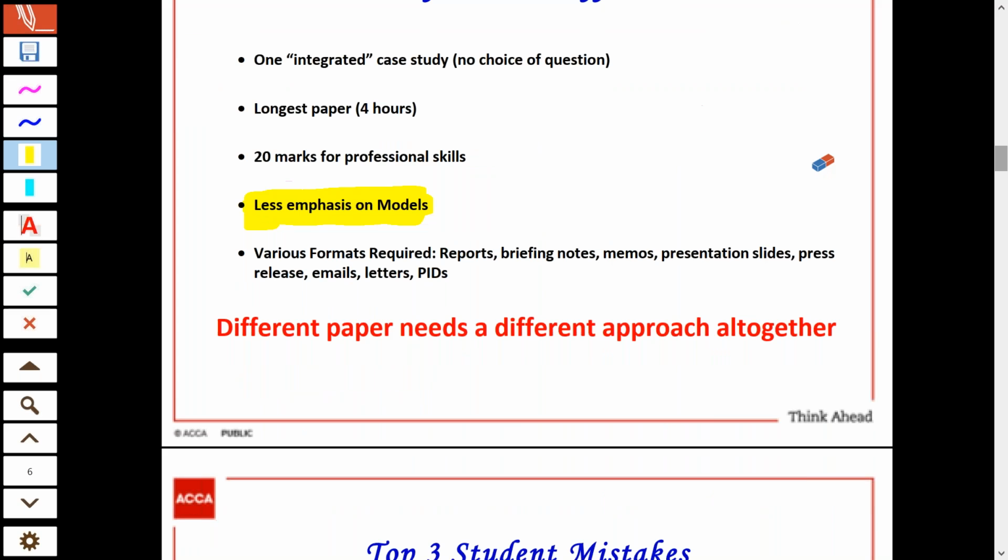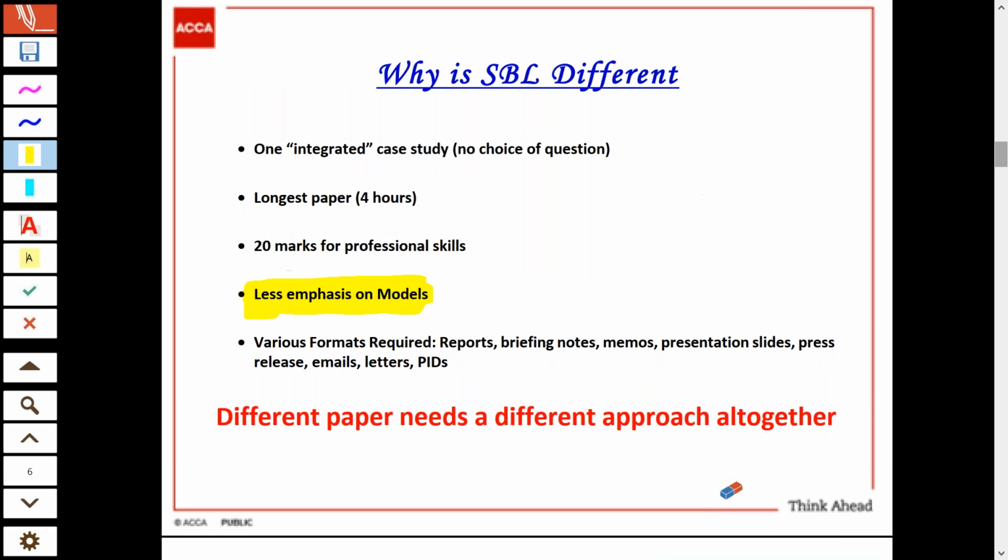And then there are so many formats required: reports, briefing notes, memos, presentation slides, press releases, emails, letters, project initiation documents. All these things you have never experienced in any other paper. So SBL is a beast, not because it is difficult, but because it is different. It's not difficult, it's just different.